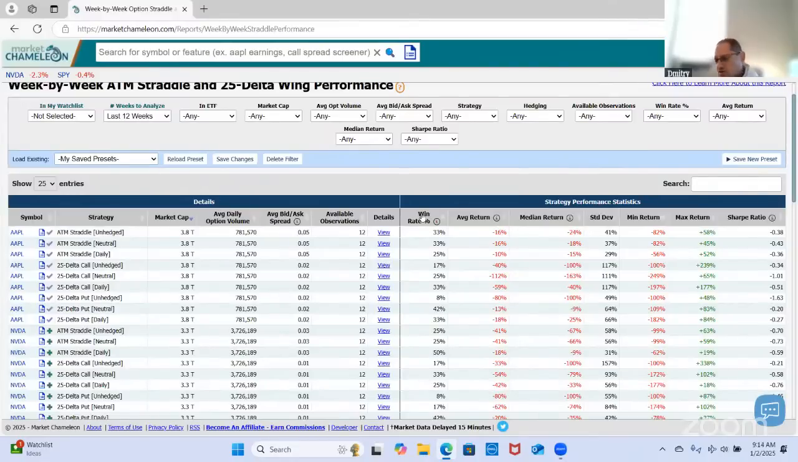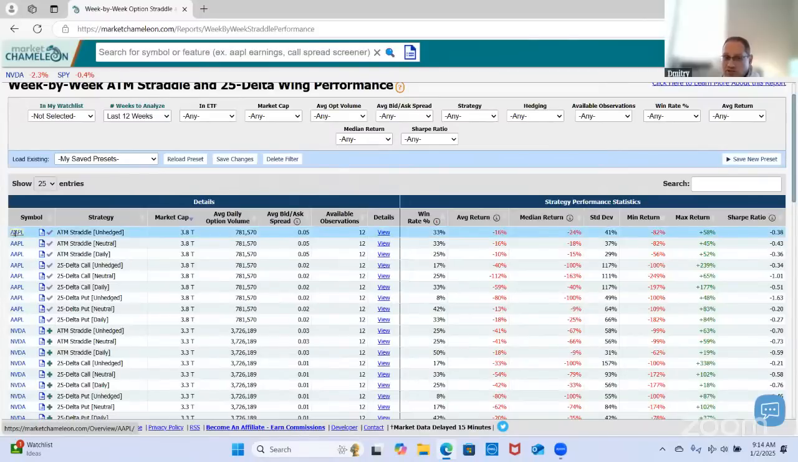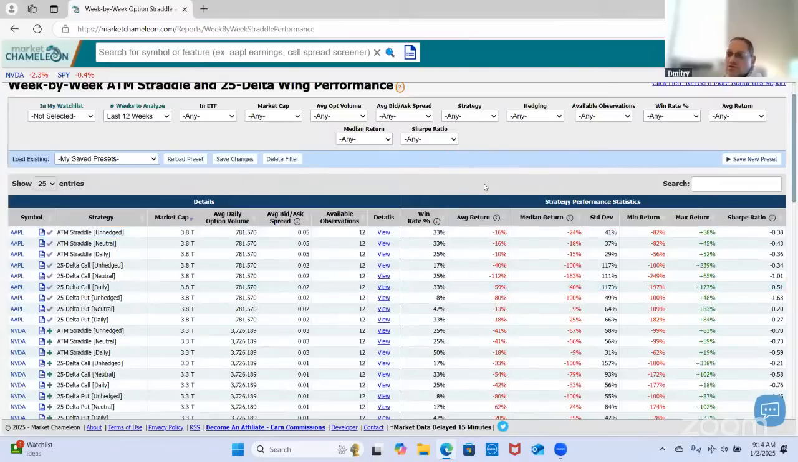The win rate is the percentage of our observations where the straddle was worth more at the end of the period than at the start of the period. Okay, gain value, appreciate it. In the last 12 weeks here in Apple, we could see that happen 33% of the time. So a third of the time, whatever the straddle was at the start, it was worth more at the end.